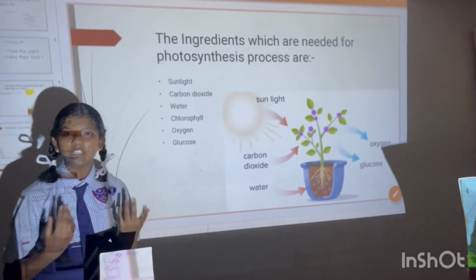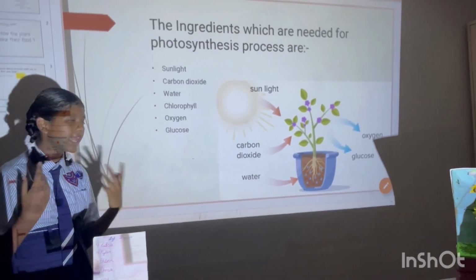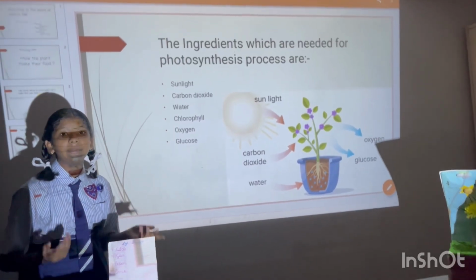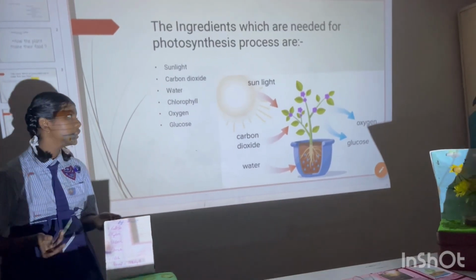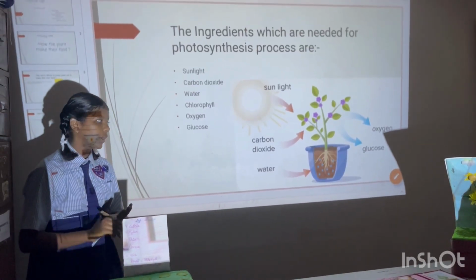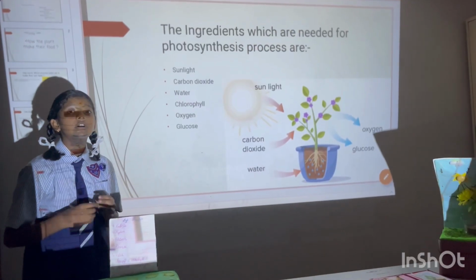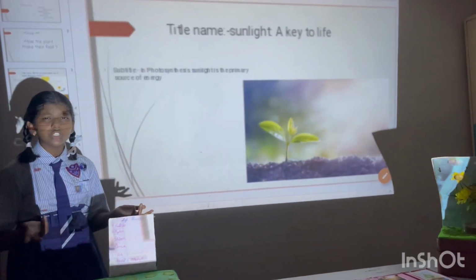Now I will explain which ingredients are needed by the plants. You know that we need many ingredients to cook food. Similarly, plants also need many ingredients to cook their food. So let me explain this figure: sunlight, carbon dioxide, water, oxygen, and glucose. Let me explain the first one, sunlight. Sunlight is the main source of energy for plants.